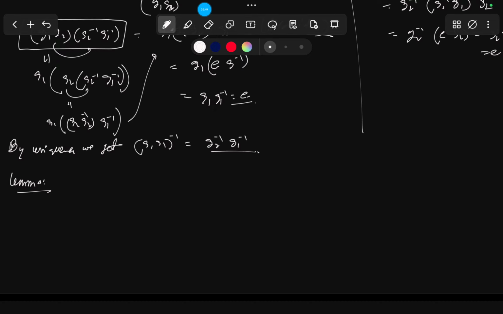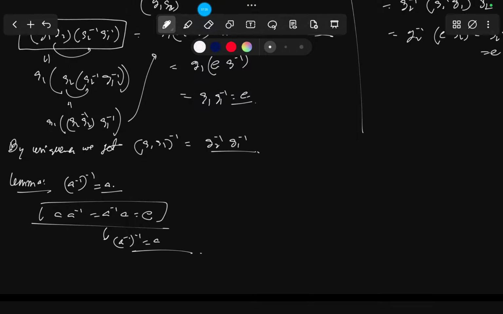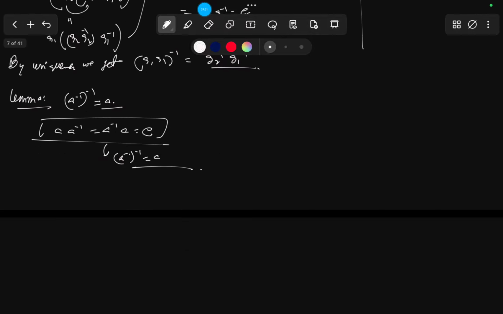Another very basic lemma is that A inverse whole inverse is A. First we take any element small a from the group G, take its inverse A inverse, and then take another inverse of that, A inverse whole inverse, which is the same as A. That is very easy, since A times A inverse, and A inverse times A, is the identity. So this gives you that A inverse whole inverse is A. It's very basic by definition.